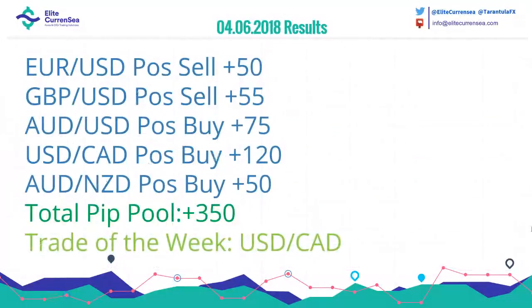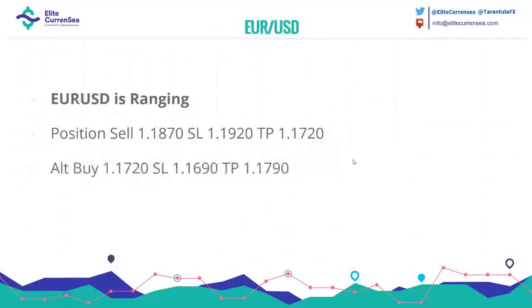Now, what did I prepare for you this week? This is the first setup. Euro dollar, sell at 1.1870, stop loss 1.1920, TP 1.1720. Buy position at 1.1720, stop loss 1.1690, TP 1.1790. And here we are now.